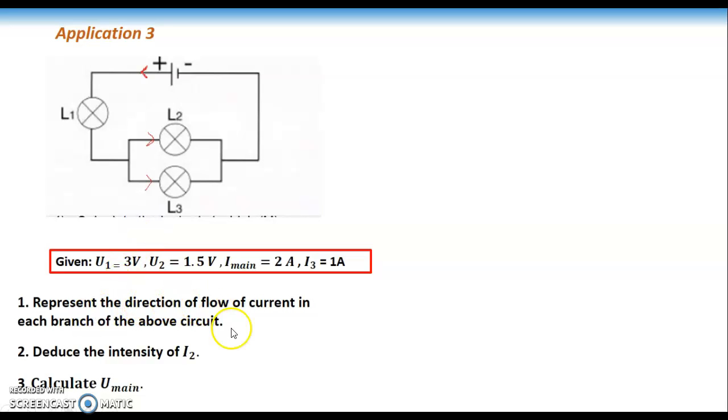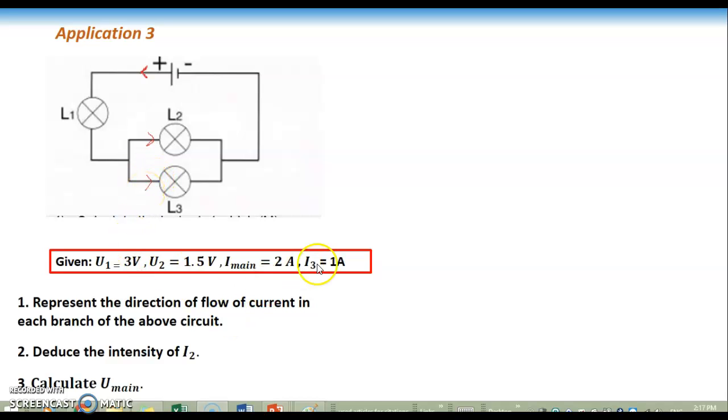Now represent the direction of flow of current in each branch of the above circuit. We usually represent the direction of flow of a current by using arrows. As you can see here, I showed that for the main circuit, the current is flowing out of the positive terminal of the battery. Then it flows through L1 until it reaches this point, that is branched, or connected to two branches, one which includes L2 and the other includes L3. So I'm showing here the direction of the current flowing in each branch.